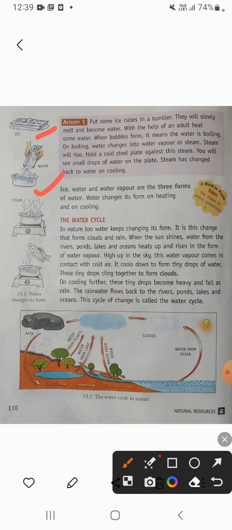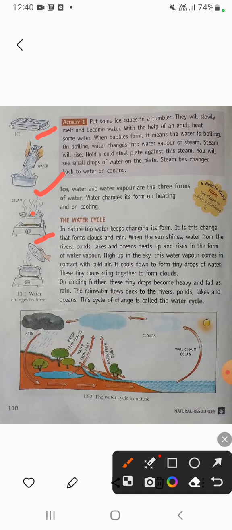Now, with the help of an adult, heat some water. Students, you have to take the help of an adult and heat some water like this. Now what do you observe? When bubbles form in the vessel, it means the water is boiling. So how do you know the water is boiling? When water is boiling, bubbles form in the water.